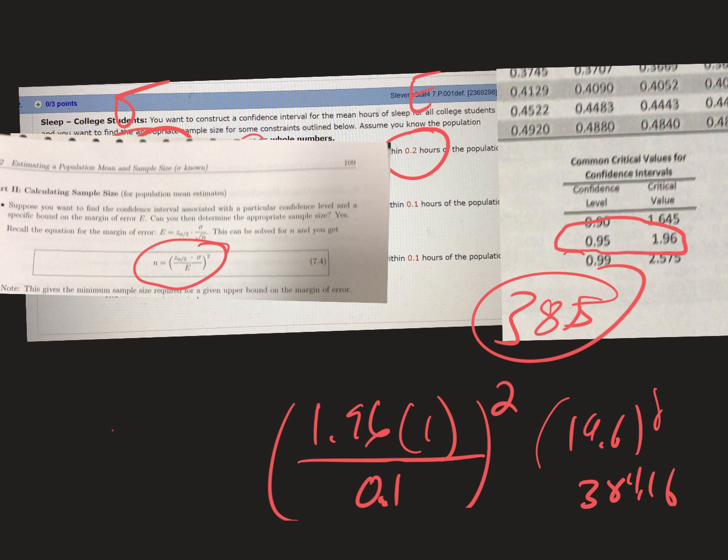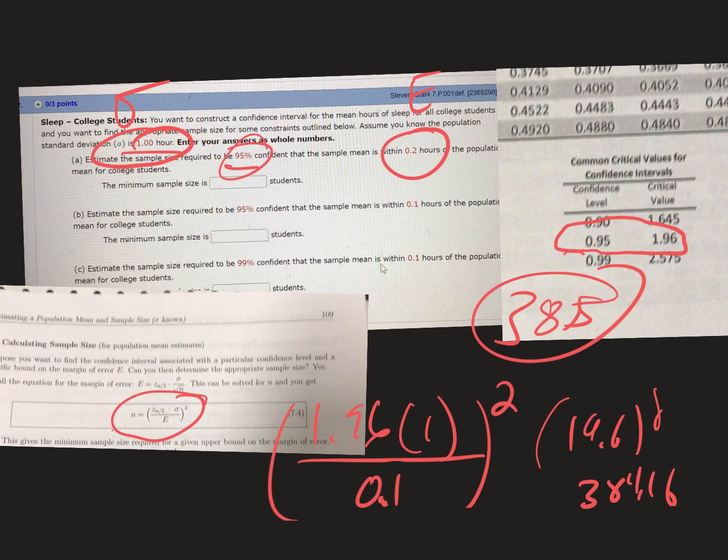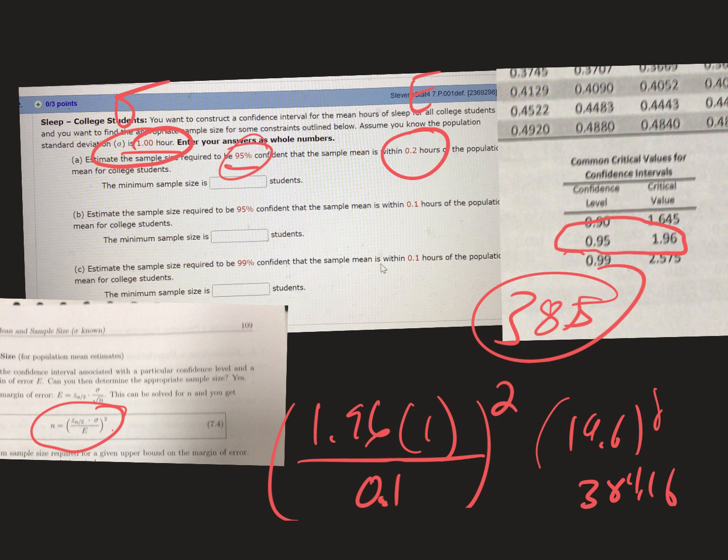Then the last question here is 99% confident, with the same margin of error. See that? Same margin of error, different confidence. So for a 99% confidence level, we need to use 2.576. I don't think I can erase this, so I'm just going to be a little sloppy. Cross that out, write in 2.575, and everything else stays the same.